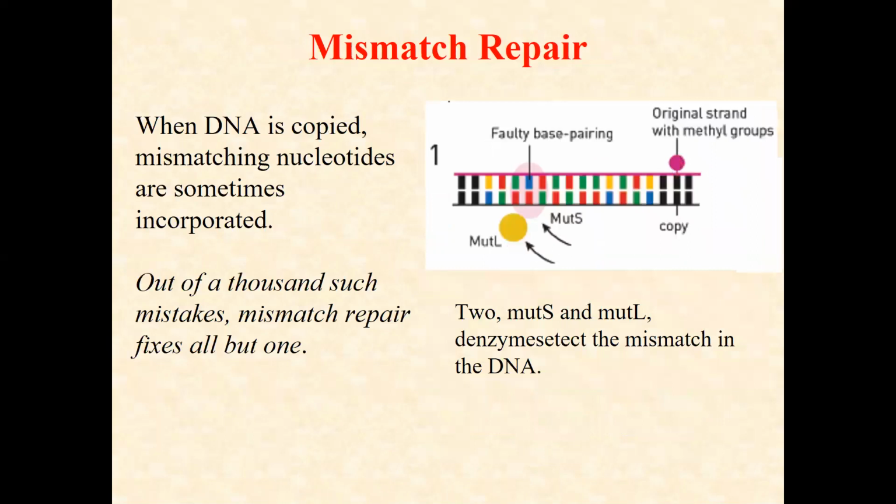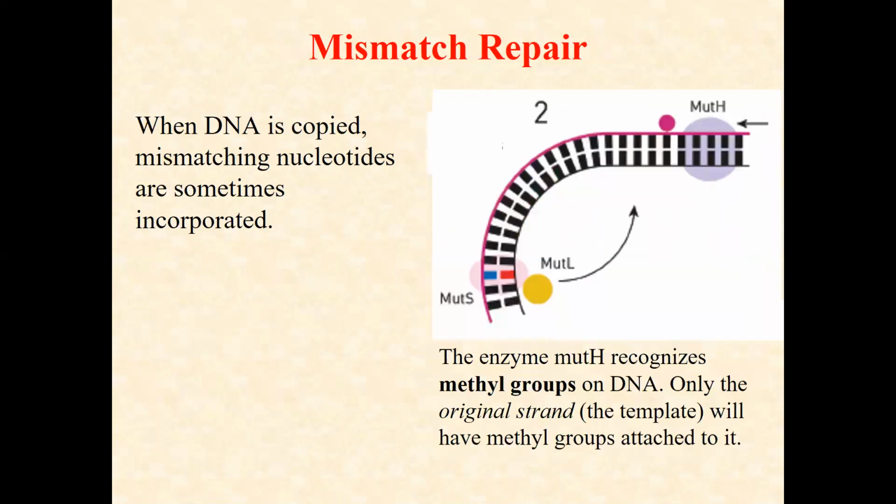Mismatch repair fixes the error left behind after DNA replication. The first step of this repair includes identifying the mismatched bases in a DNA strand, which is done by the enzyme MutS and MutL. Next, the enzyme MutH determines which strand has the correct sequence. This is determined by the fact that the template strand of the DNA synthesis has methyl groups while the newly synthesized DNA strand doesn't have.